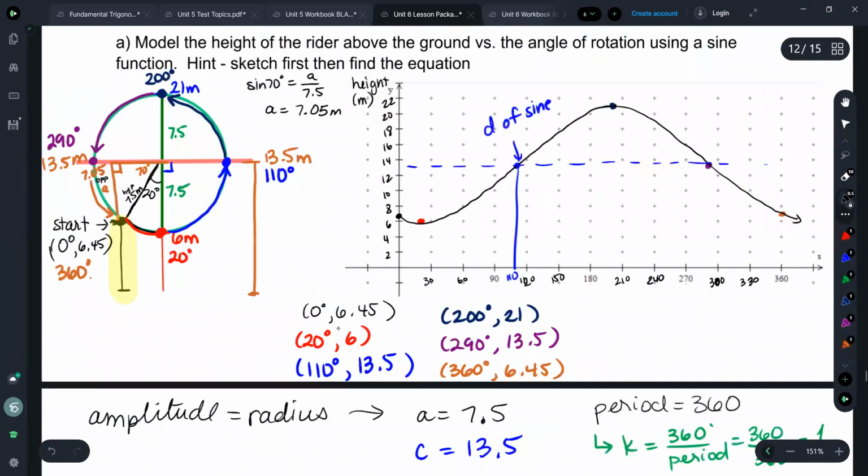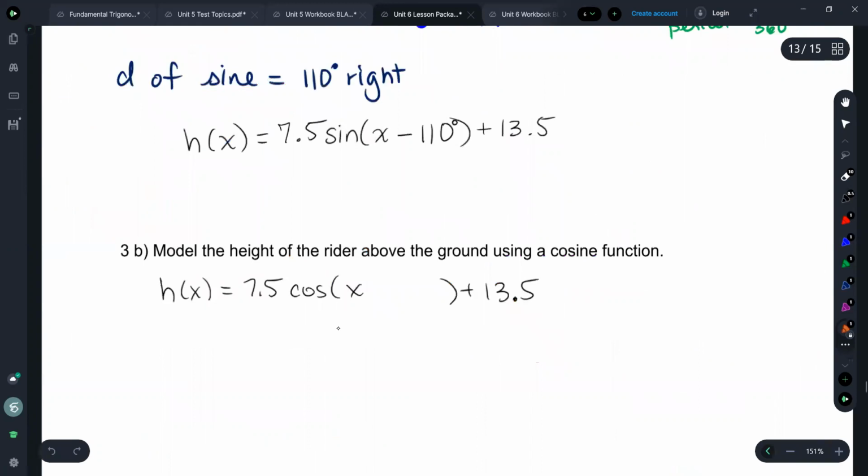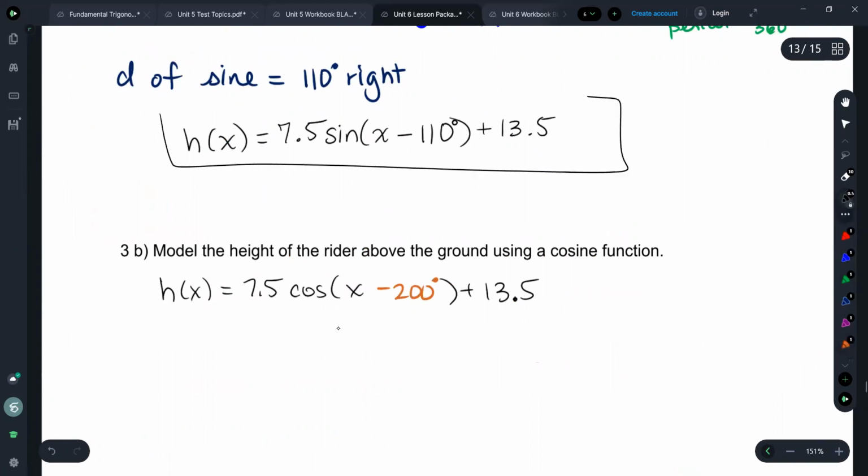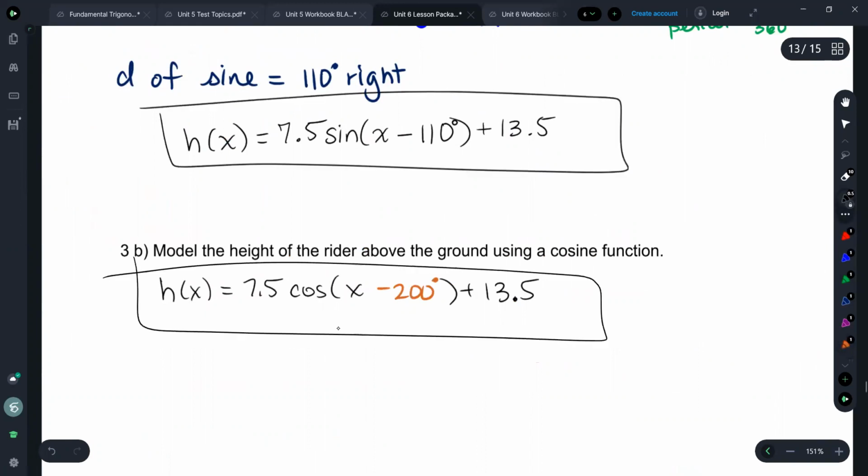Where does the max happen? Like the X coordinate of the max. 200. We can see it here as well, right? Okay, so it happens 200 to the right. So what should I put in here? Good. If you can do that one, you can do any of them. That one's like the hard version.